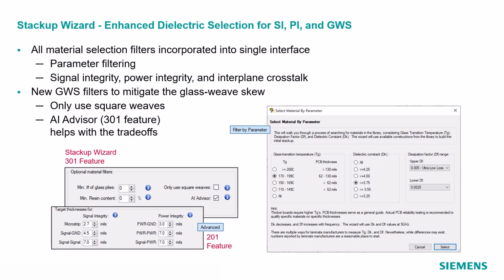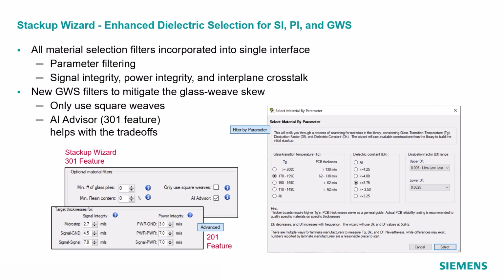The StackUp Wizard now combines all the material selection filters into one interface. These filters include parameter filtering, as well as signal integrity, power integrity, and crosstalk. There are also two new filters specifically aimed at glass weave skew mitigation. These two filters are only supported with the 301 version of zPlanner.